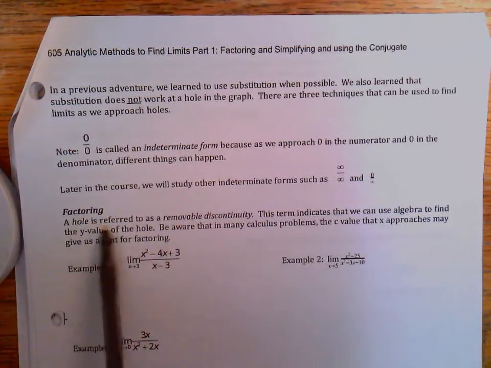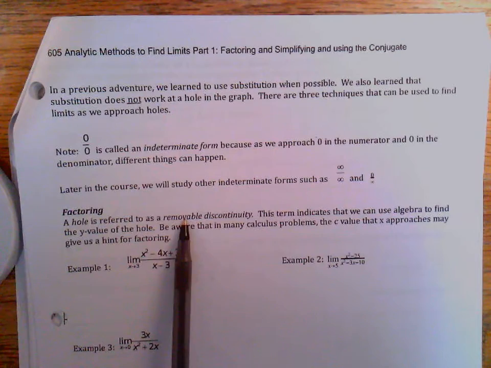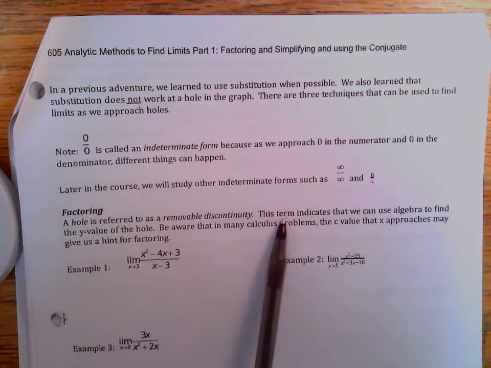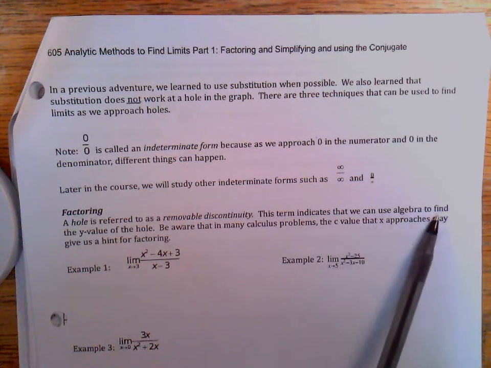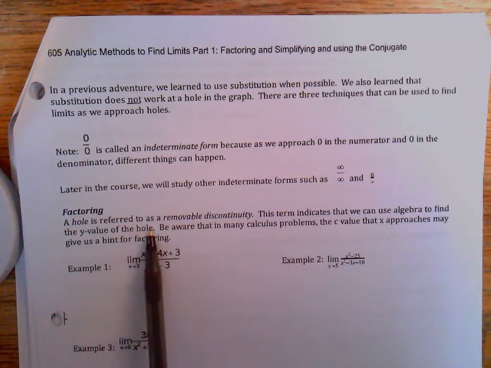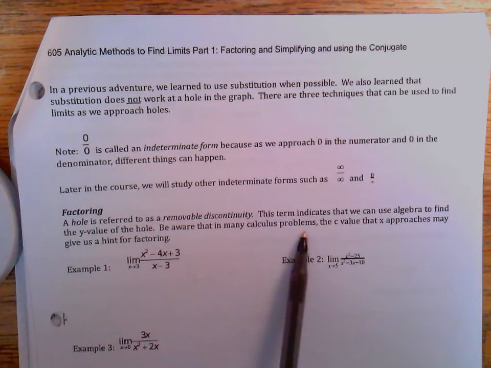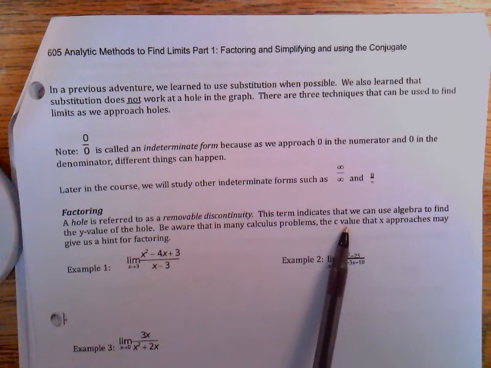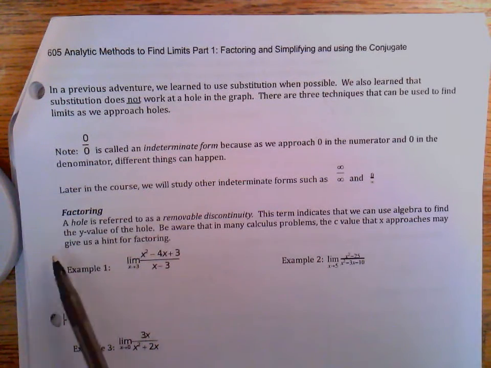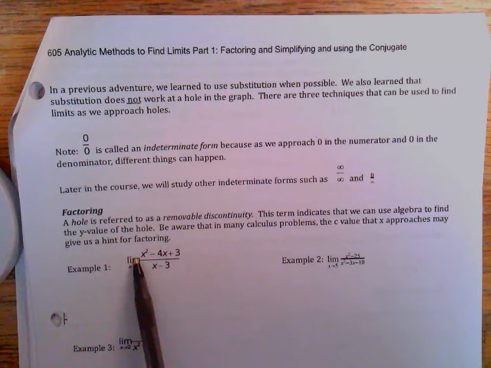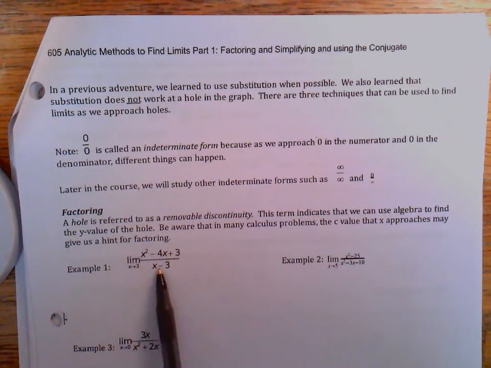Factoring. A hole is referred to as removable discontinuity. This term indicates that we can use algebra to find the y value of the hole. Be aware that in many calculus problems, the c value that x approaches may give us a hint for factoring. The c value is this number right here, x approaching 3. So that makes the denominator undefined. So therefore, a factoring hint for the numerator is to find a factor of x minus 3.